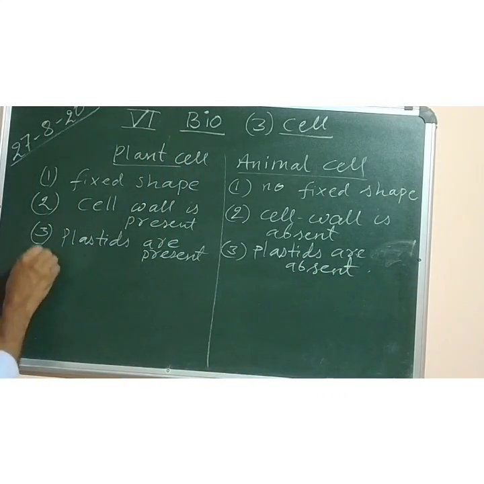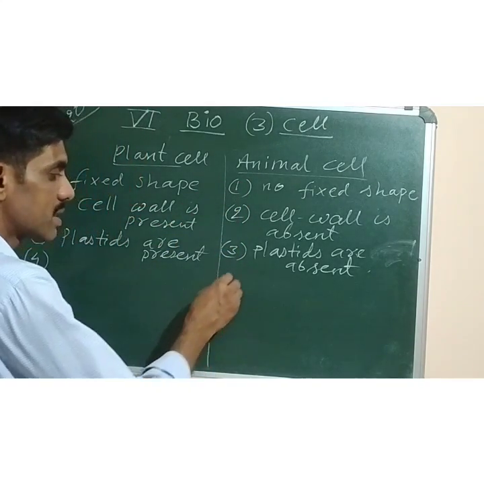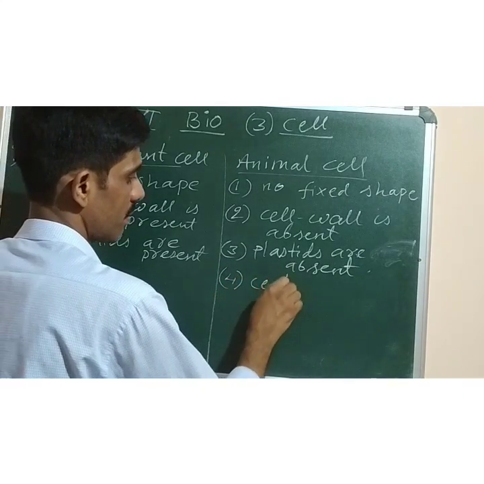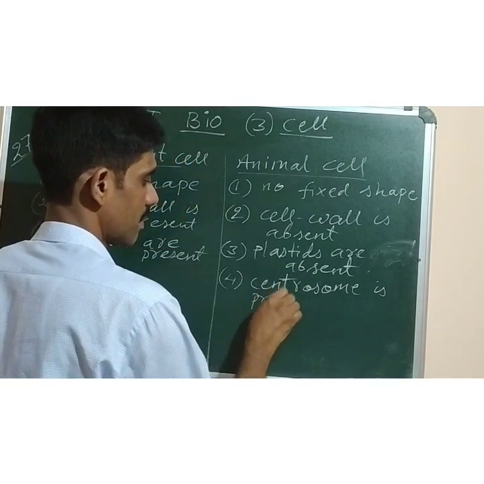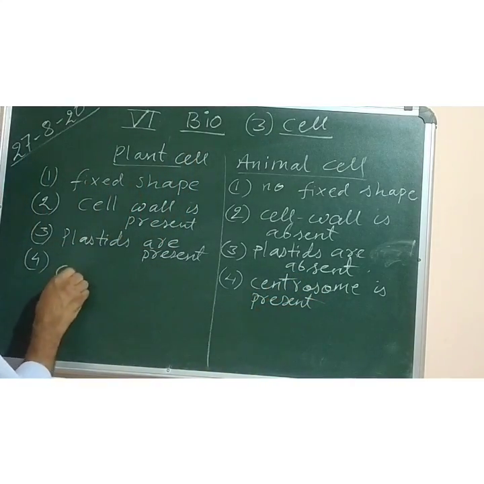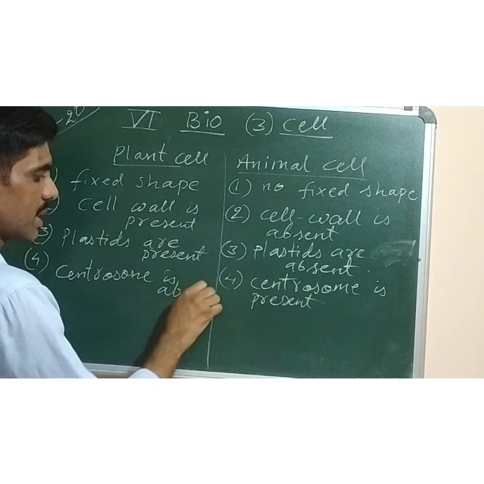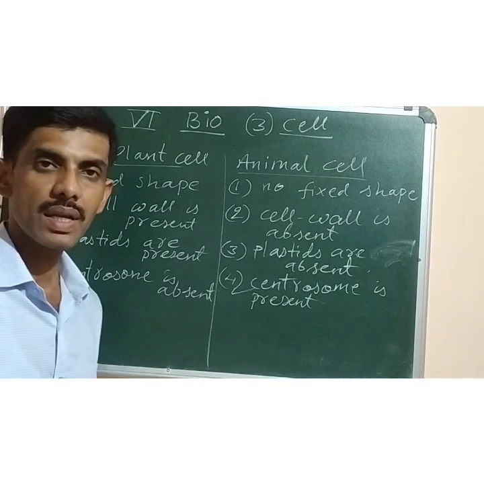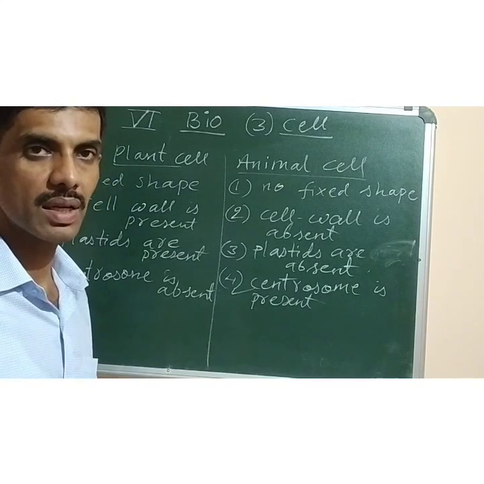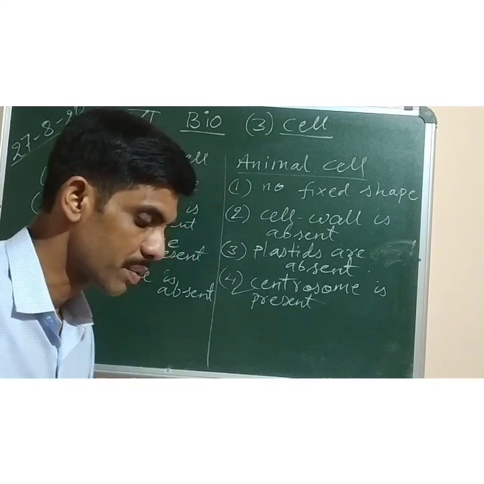Then the fourth one, you can write animal cell contains a cell organelle which is not found in plant cell, and that cell organelle is centrosome. Centrosome is present, and here you can write centrosome is absent. Centrosome is absent in plant cell, but it is present in animal cell. Okay. Then the fifth or the last difference. That is already there. Plastids are present. Centrosome absent.